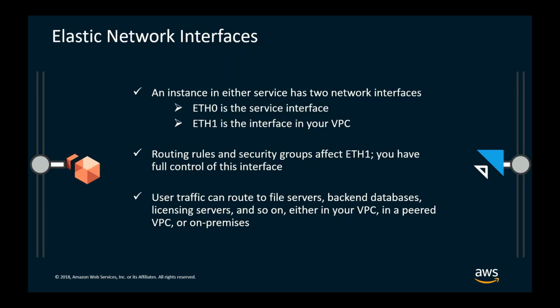ETH1, that's the interface that resides in your VPC, so it will get an address from the subnets that we just defined. You control how those AppStream instances or WorkSpaces get access to the internet through ETH1. You can run it through a NAT, through a content filtering system, through a security stack on EC2, a partner product from the marketplace like Sophos, Cisco, or Palo Alto Networks. You can run that connection back over your virtual private gateway through a VPN or Direct Connect. You could run traffic through on-site content or security control points. It's totally up to you. The routing rules and security groups in your VPC affect ETH1. You have full control of that interface. It means you can get back to those file servers, the backend databases, licensing servers, and so on, either in your VPC, in a peered VPC, or on-prem.